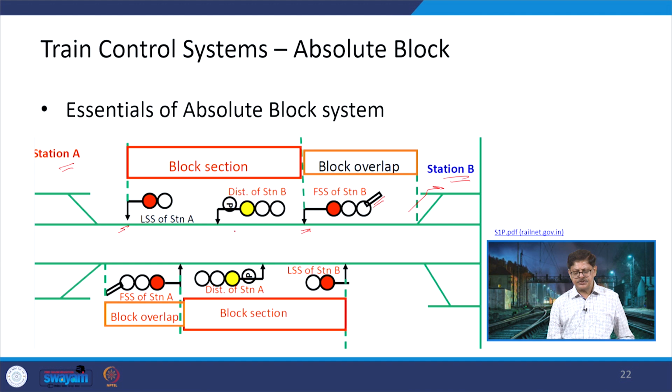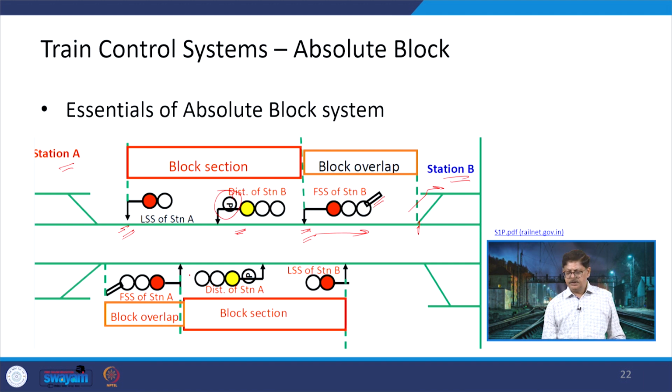There is a distant signal, the permissive signal. As you can see, there is a white disk on which P is written. So, it is a permissive signal being used. It can be a distant signal, Warner signal. Here, with respect to the distance between the LSS at the two stations, the block section is defined, and along with that, beyond the first stop signal at station B, some distance is being taken, which is a block overlap. So, this is in total what we are considering here.